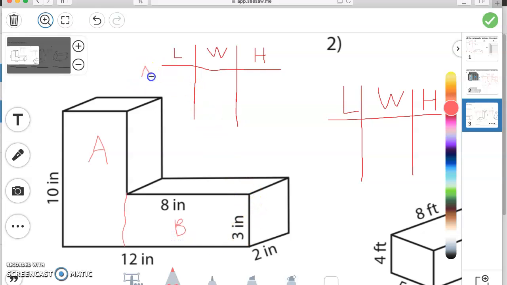All right, up here, I'm going to get ready to find my volume of prism A. Now, this one can be tricky because if I look for my length on this, this is my length, the distance that goes across. There is no label anywhere that shows the length. Can you think of what you'd have to do?